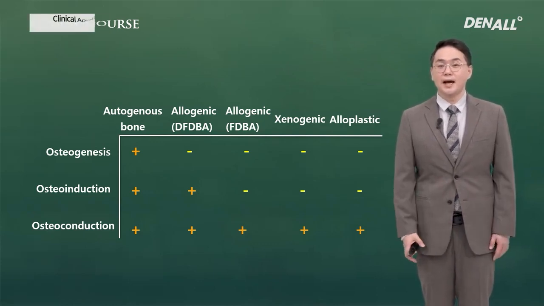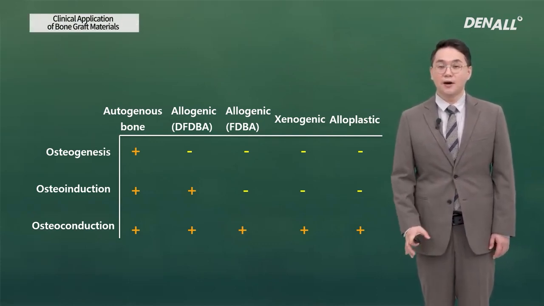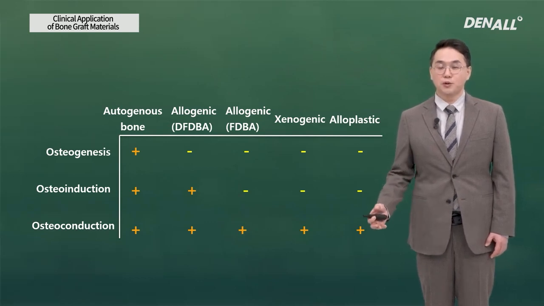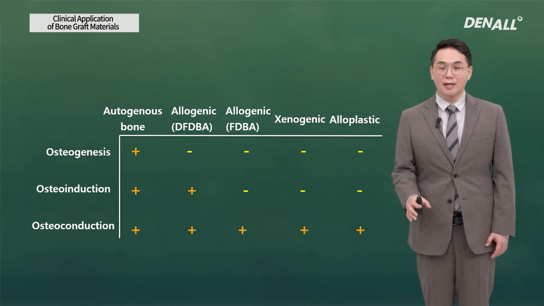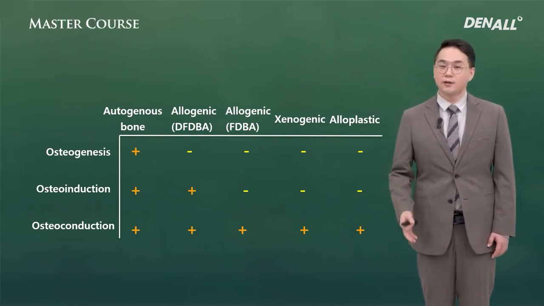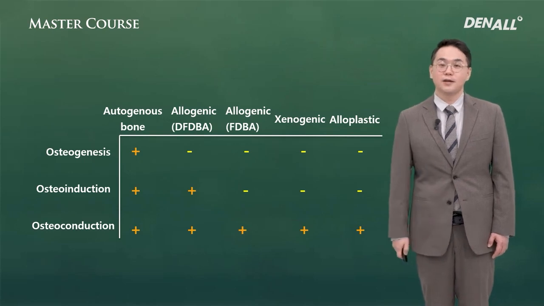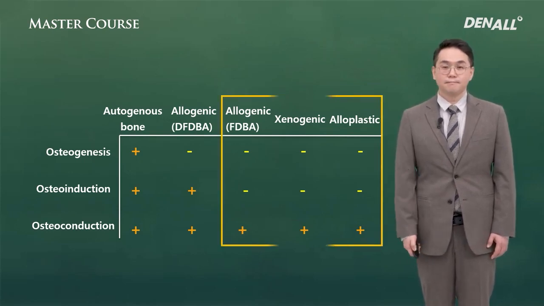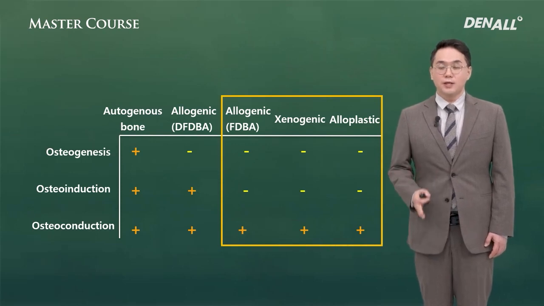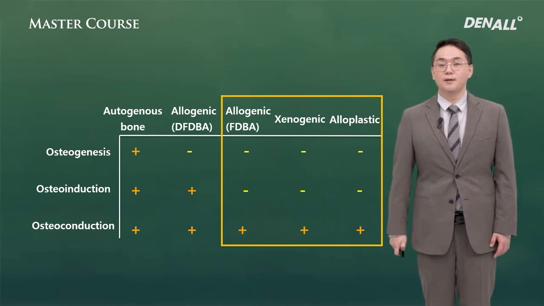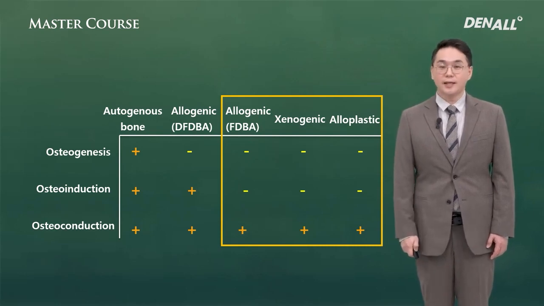Osteoconductive graft materials do not have a special effect. It is just a scaffolding. Osteoblasts from the surrounding area would go into the graft material, and the bone is made inside. There's no role of the graft material. It is just maintaining the space. So when we use xenograft or alloplast, we need to consider the pore structure and porosity.